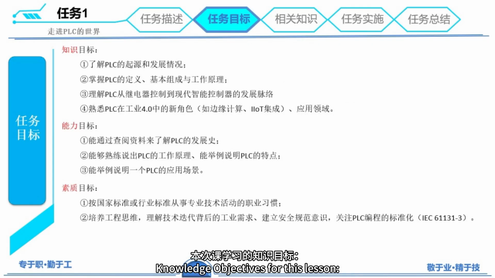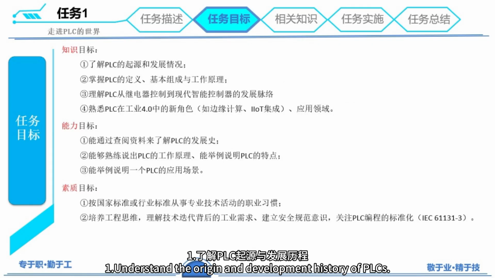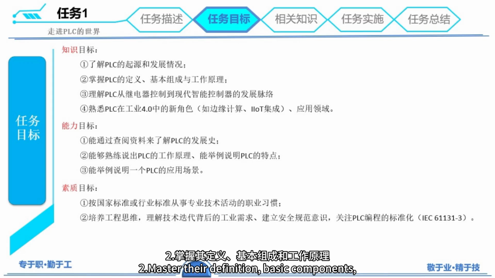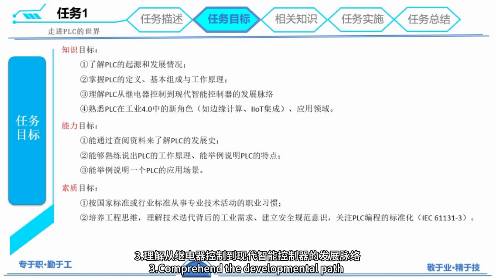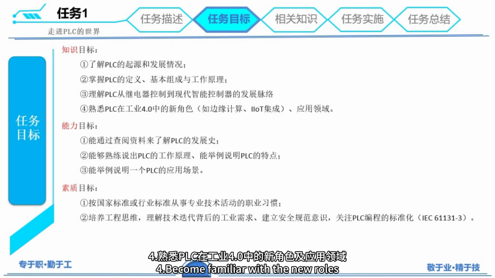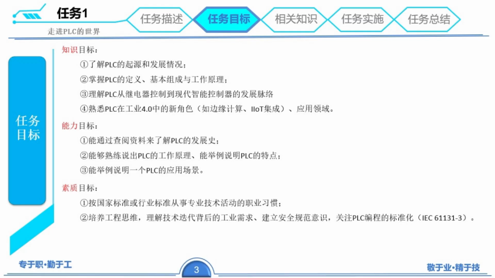Knowledge objectives for this lesson. First, understand the origin and development history of PLCs. Second, master their definition, basic components, and working principles. Third, comprehend the developmental path from relay control to modern intelligent controllers. Fourth, become familiar with the new roles and application fields of PLCs in Industry 4.0.